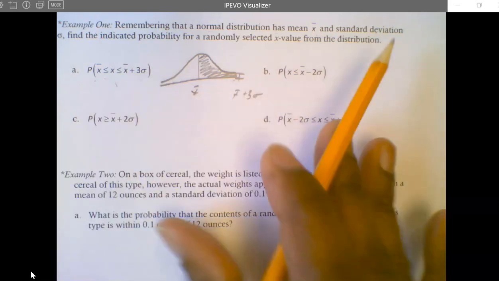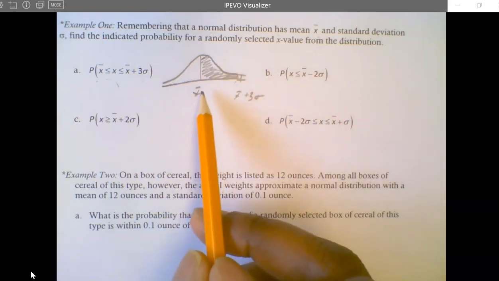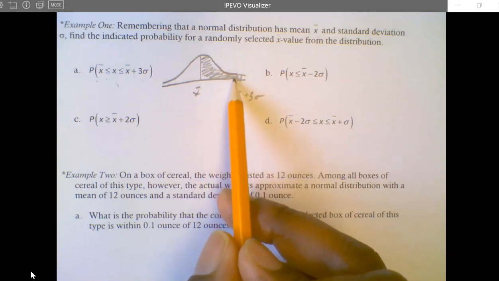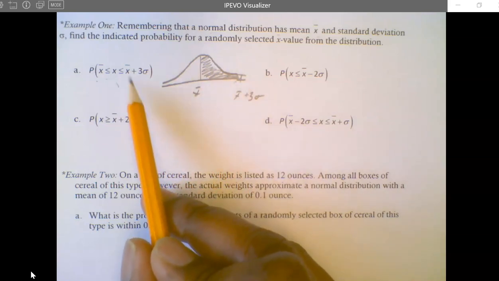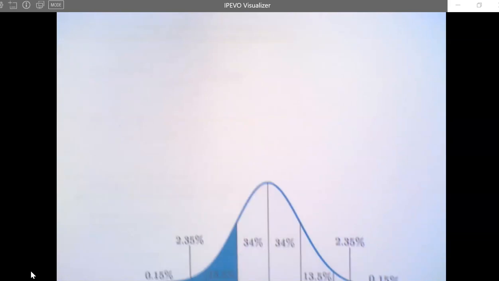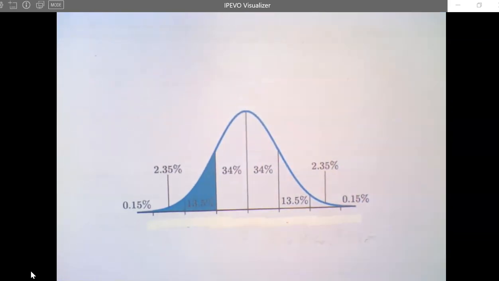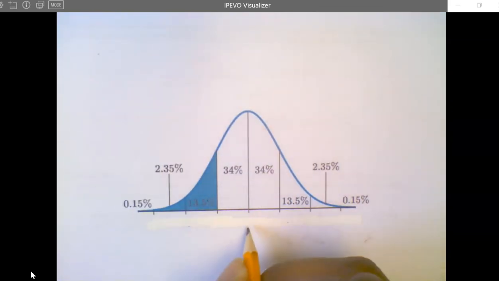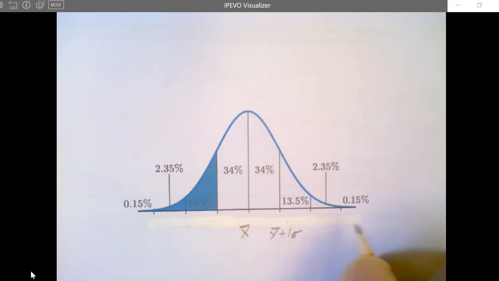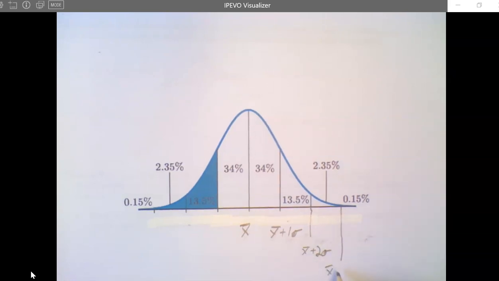All right, so basically in order to answer this, we have to know what percentage of data is in between there, and then we can find that probability. So basically, let's remember this. This is the normal, this is the empirical rule. If that's normally distributed, then this is the mean, and then this would be the mean plus 1 standard deviation. And then this would be the mean plus 2 standard deviations. And this would be the mean plus 3 standard deviations.